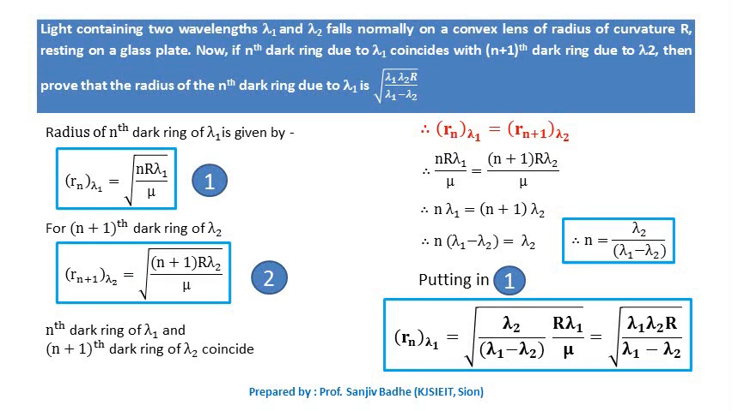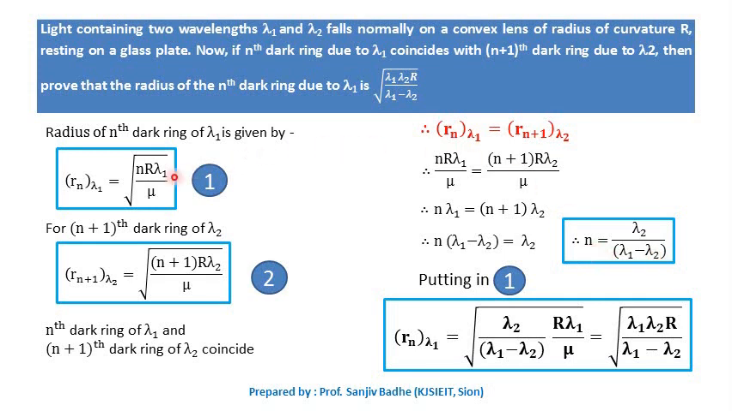Therefore we can equate the right hand sides of these two equations, equation 1 and equation 2, and we can write n r lambda 1 upon mu equal to n plus 1 r lambda 2 upon mu. Mu will get cancelled, r will get cancelled. We can write n lambda 1 equal to n plus 1 lambda 2, and from this we can write n into lambda 1 minus lambda 2 is equal to lambda 2, and therefore n is equal to lambda 2 upon lambda 1 minus lambda 2. So we got the value of n.